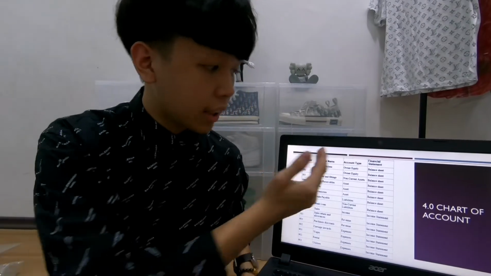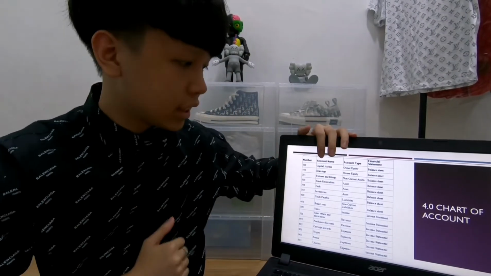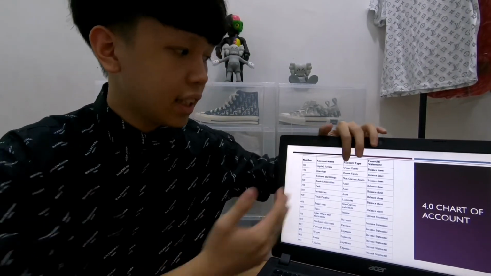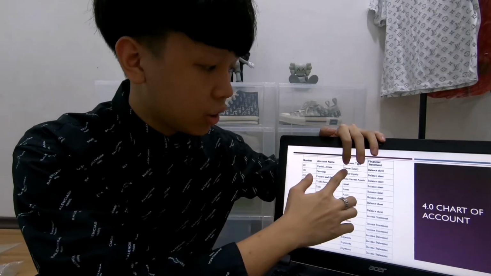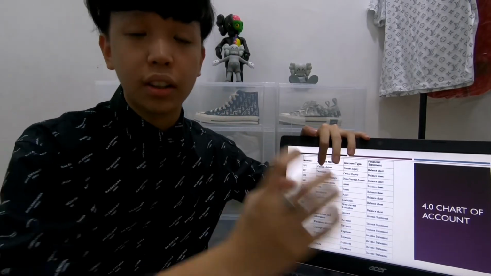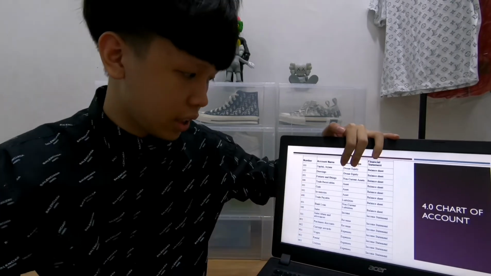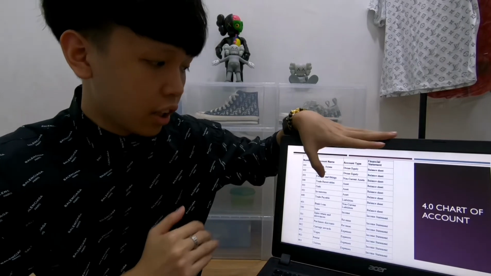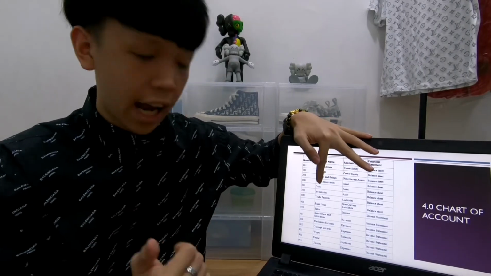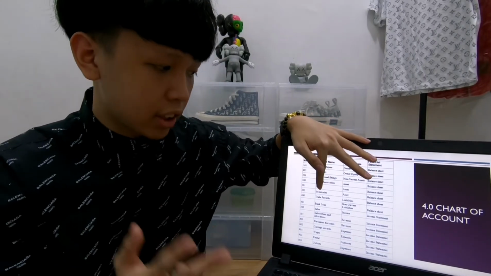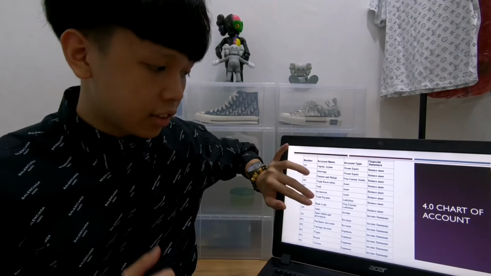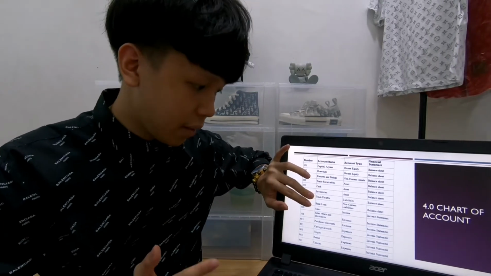Now we talk about account type. When we start our business and bring our capital in, it will be put in owner's equity. And also, if we take anything out of the company, we also need to write it in owner's equity. Furniture and fittings is a non-current asset. Trade receivable is an asset. Cash is an asset. Inventory is an asset. Trade payable is a liability. Bank loan is a non-current liability.